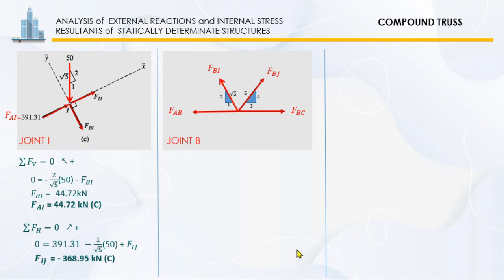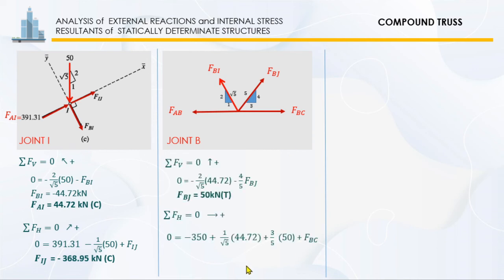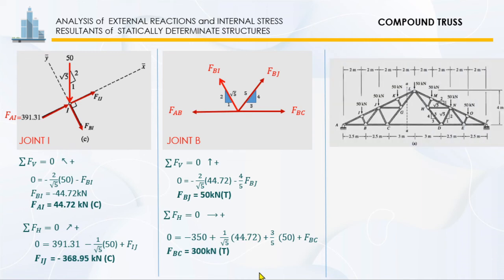Using conditions of equilibrium, we can solve FBJ, which is 50 kilonewton in tension, and FBC, which is 300 kilonewton in tension also. So again, ito ang ating compound truss. Ito na, class, yung mga na-solve natin na forces.